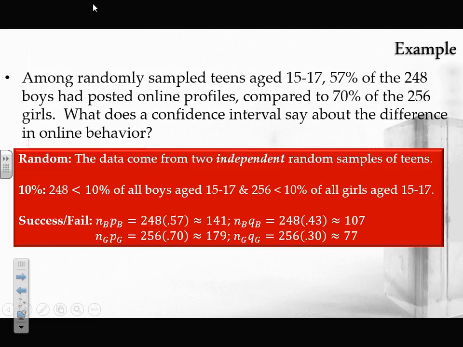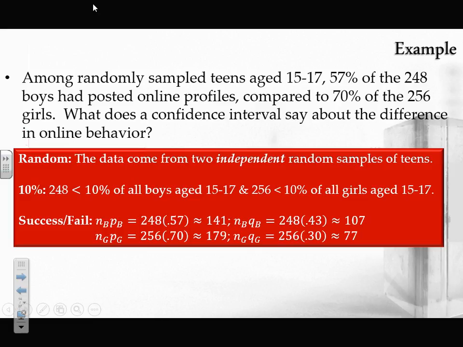Now, if we do have to calculate it, so this time they didn't tell us exactly how many boys had online profiles, they gave us a percentage. Then we do actually have to do N times P. Now, in your calculators, if you take 248 times 0.57, so do that real quick. What do you actually get? So 141.36, right?